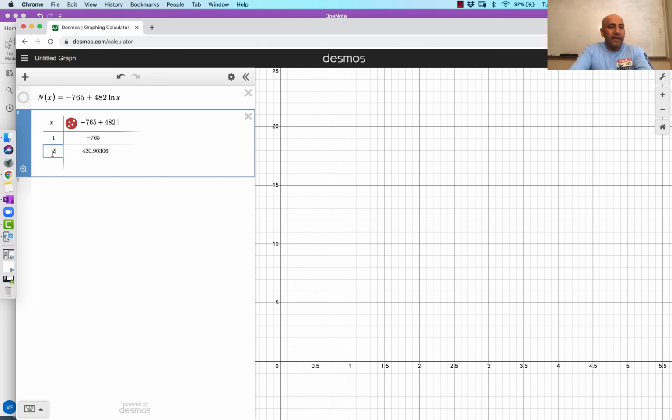This would be 1982, still negative. 3, still negative. 4, still negative. 5, finally, we have a positive number. So when we plug in 5 into our function, ln of 5 times 482 plus negative 765, we finally have a positive answer, which starts to make a little bit more sense. So here we have this point there.